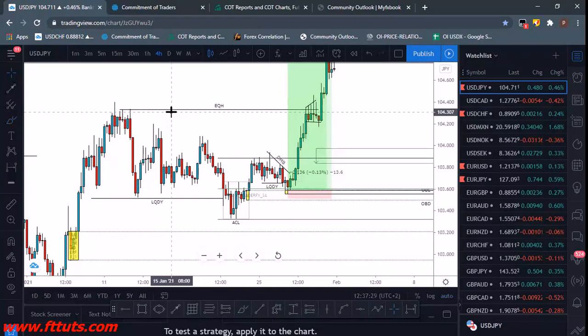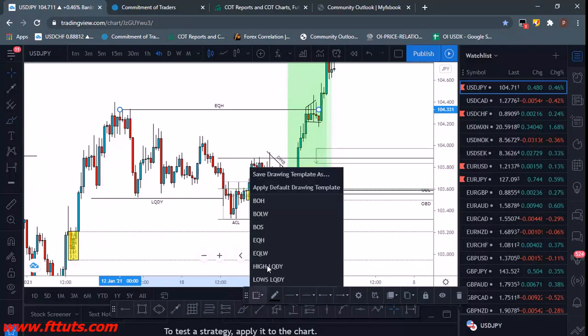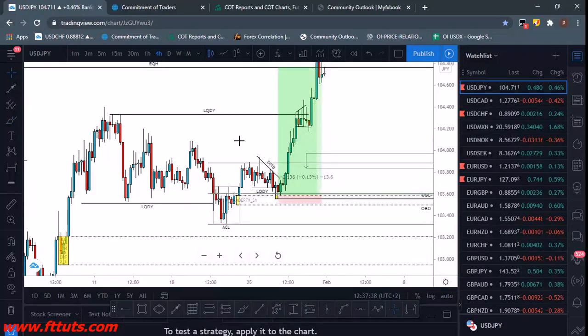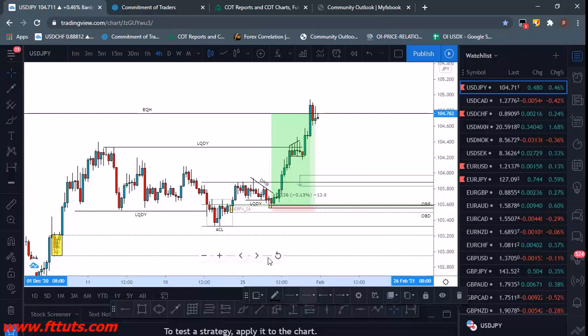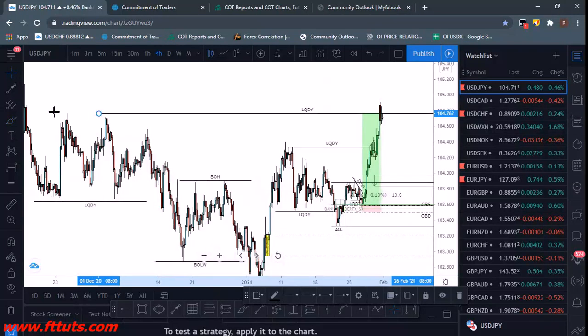But even this one is no longer equal highs. This one is just high liquidity. So we have high liquidity. Even this one just got manipulated, no longer equal highs, high liquidity there. Just these ones right here.